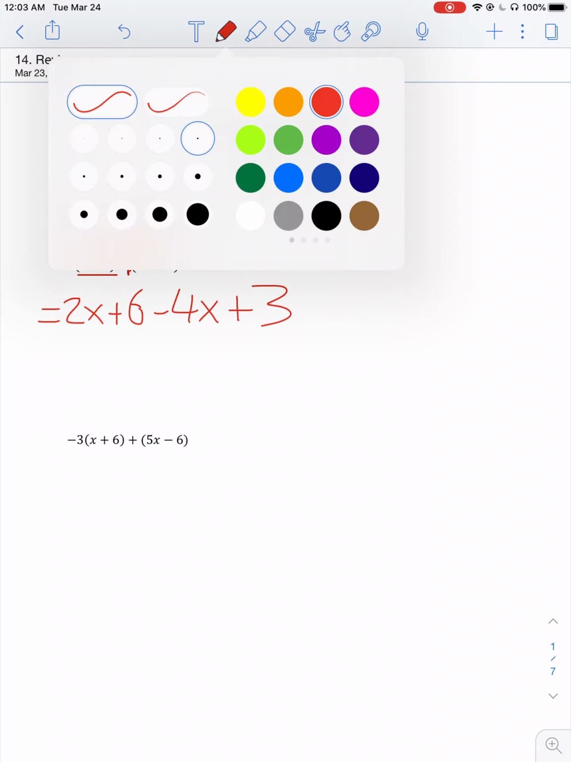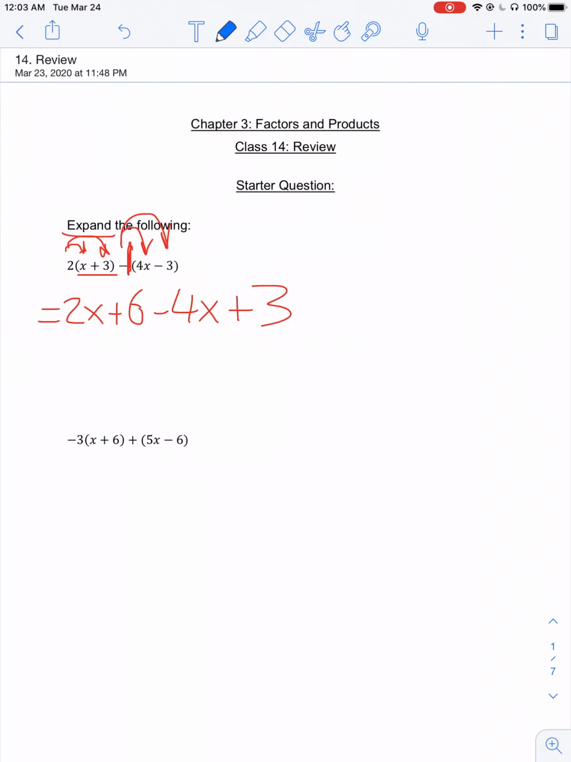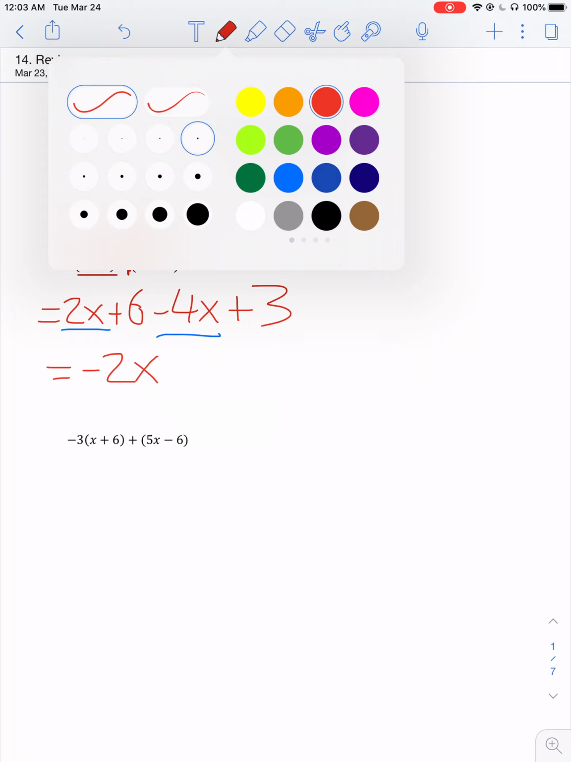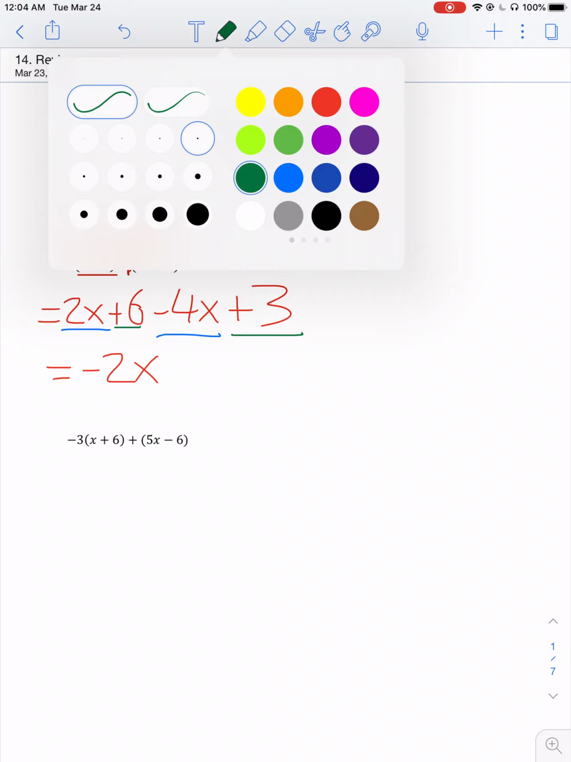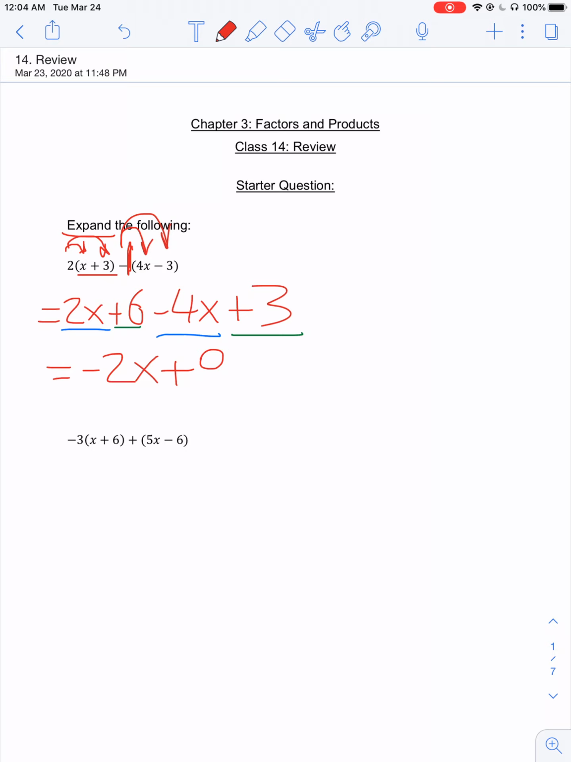And then the final step is to combine your like terms together. So the 2x will combine with minus 4x to give you minus 2x. And then you can also combine your constant terms, right? So the plus 6 will combine with plus 3 to give you plus 9, okay? So again, when we're talking about expanding, right, you don't have to factor. You just simply have to get rid of the brackets by distributing the term on the outside of the bracket, okay?